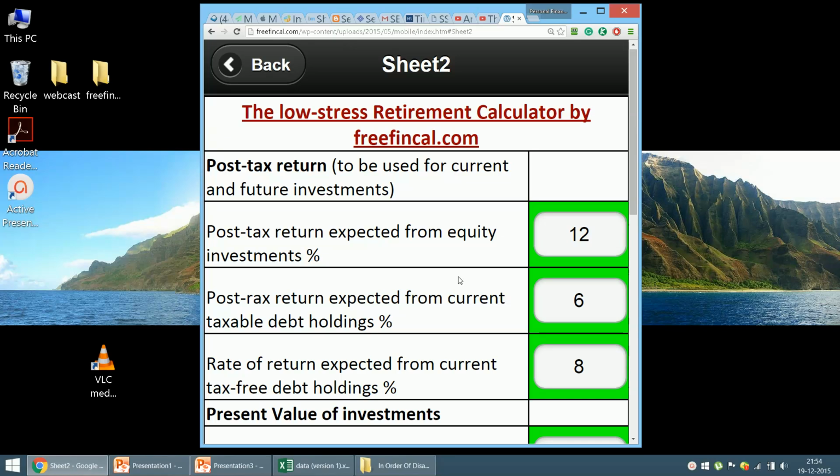Now, what is the return expected from current taxable debt holdings? Debt refers to fixed income instruments. Taxable debt holding means fixed deposits, debt mutual funds, etc. So, from taxable debt, I would expect not more than 6% post-tax. What is the return expected from tax-free debt? Tax-free debt is EPF, PPF, LIC policies, the ones which give you some money, not the non-term insurance ones. Those are all tax-free. You can put that as 8%, but down the line it may decrease.